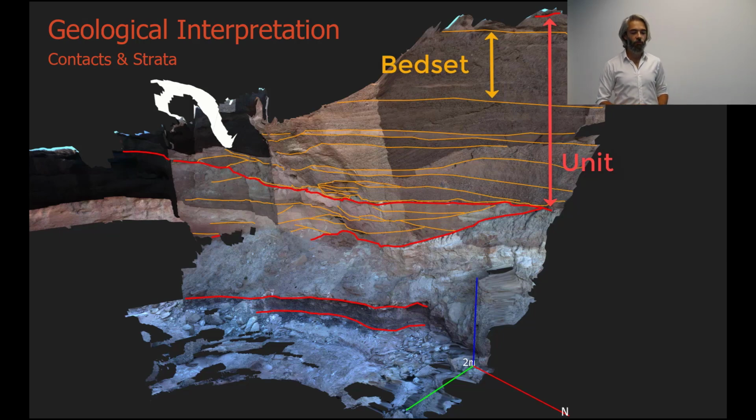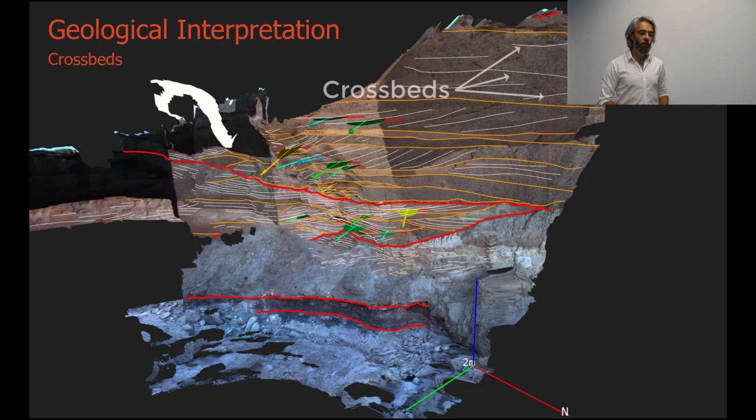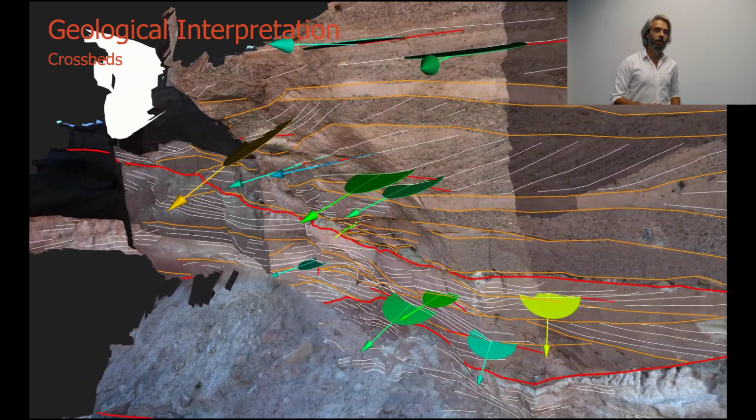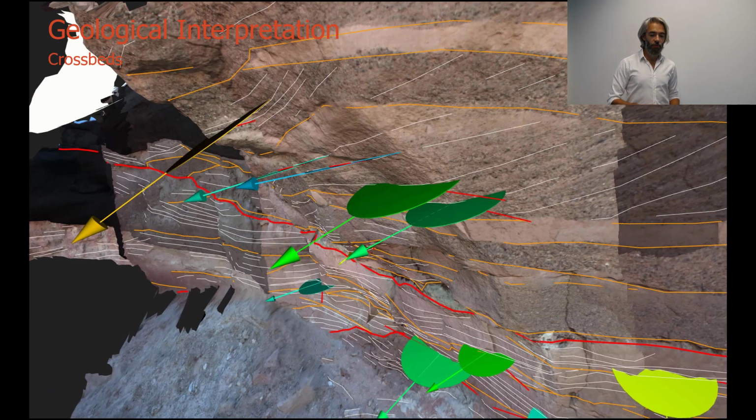Another important aspect are crossbeds. These are features preserved from their time of deposition. The interpretation of the dip direction of crossbeds, indicated by the arrow disks, is invaluable to reconstruct the direction of ancient wind or water flowing.